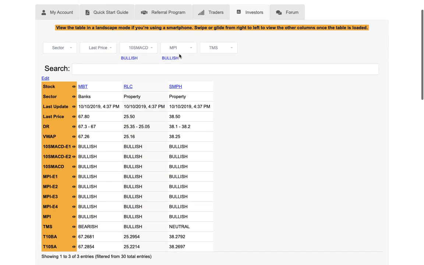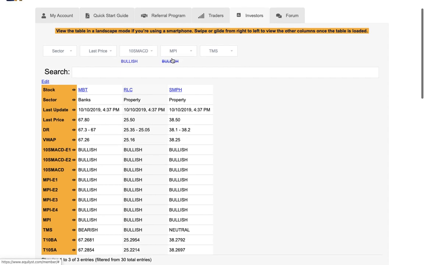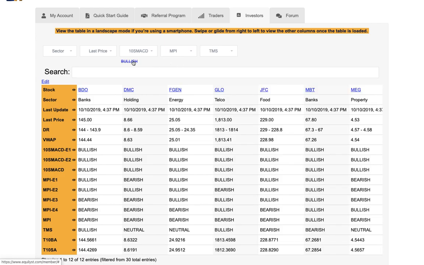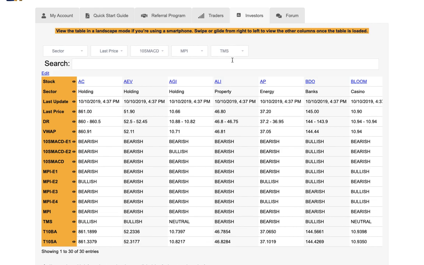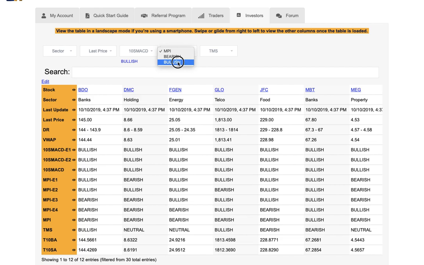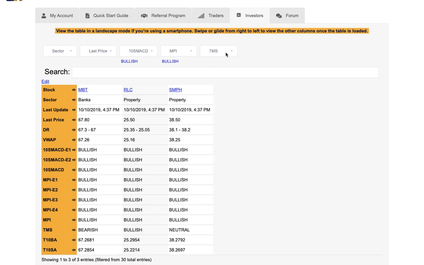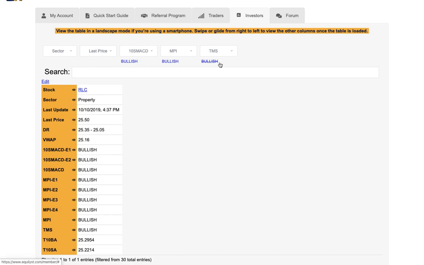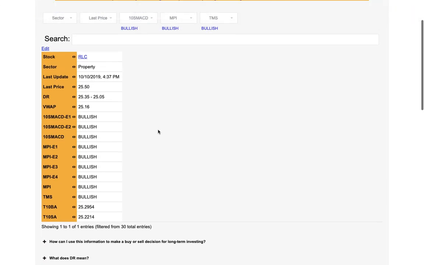Okay, so to reset the table, just hover your cursor on top of those selected items, and once they are underlined, click on them one by one. It will reset the table to its original state. Now, if you would like to find out which among these stocks that have a bullish 10 SMACD and MPI have a bullish TMS, all you have to do is click on TMS and then click on bullish. So out of 3, only RLC got a bullish TMS and bullish 10 SMACD and MPI indicators.